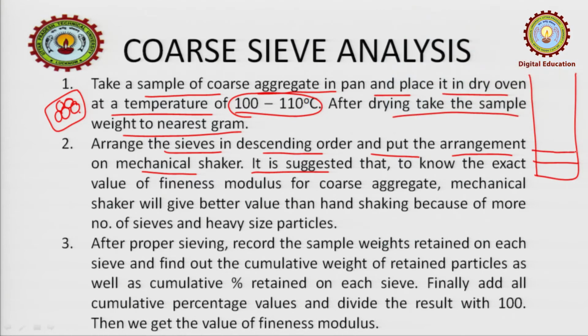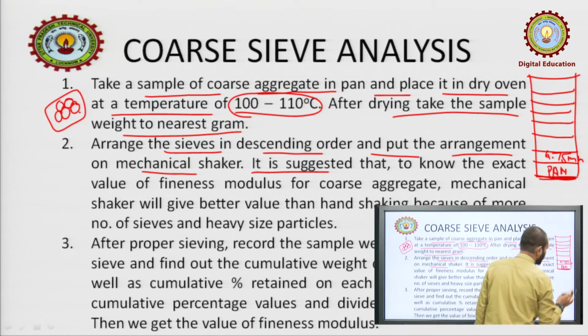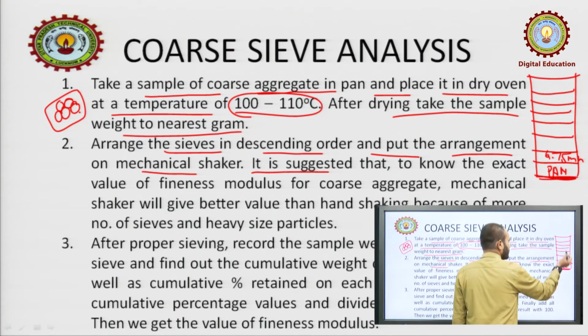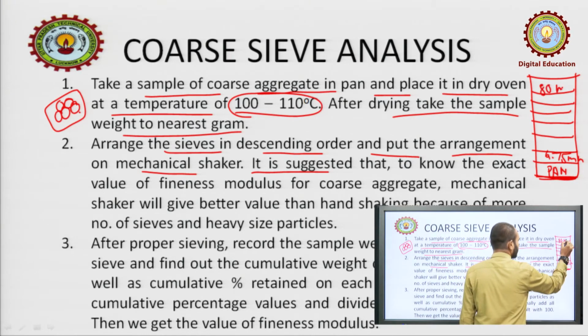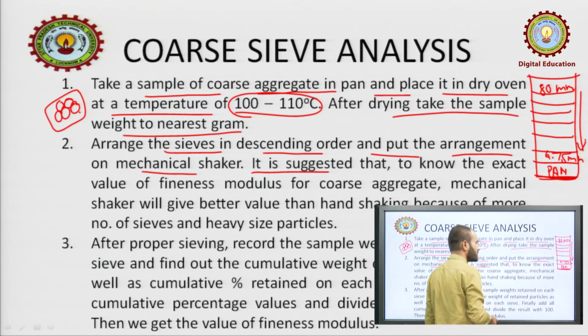There will be a number of sieves. Okay, what are sieves? I have already told you. The minimal size will be, suppose, 4.75 mm, and below it is a pan. Okay, a solid pan, meaning no perforations. And at the top it will be 80 mm, decreasing accordingly. So we will be arranging the sieves in this manner.